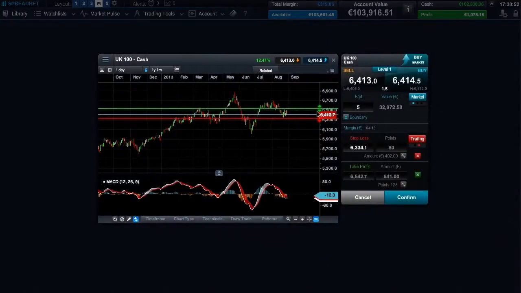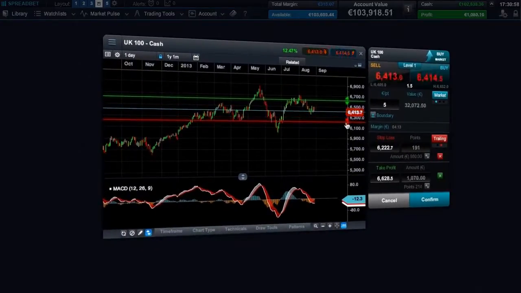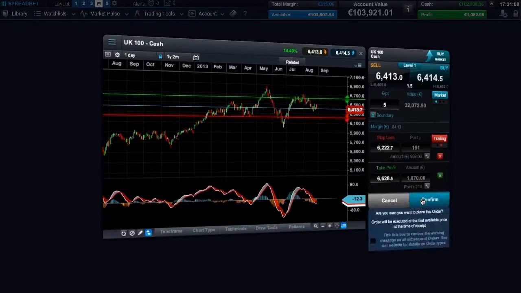You can see the current market price and set the potential take profit and stop loss orders from here. This can allow for more effective risk management placement, as you can compare your stop loss and take profit to historical price action. If you are ready to place your trade, click confirm to execute it.